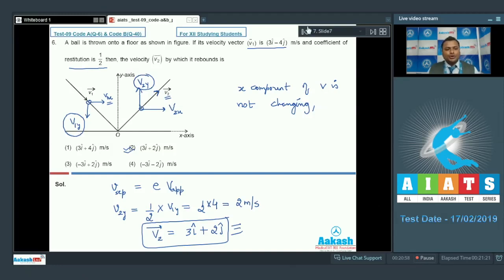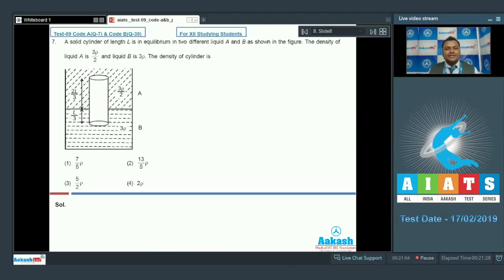Now let us proceed to the next question, question number 7. A solid cylinder of length L is in equilibrium in two different liquids A and B as shown in figure. The density of liquid A is 3 rho by 2 and the density of liquid B is 3 rho. Find out the density of the cylinder. Now if you see, the cylinder is in equilibrium and immersed in the liquid. So since the cylinder is in equilibrium, the net force on it will be 0.